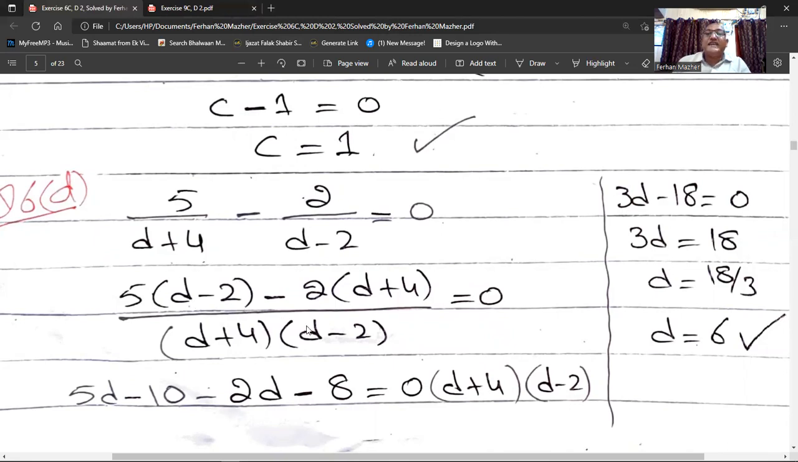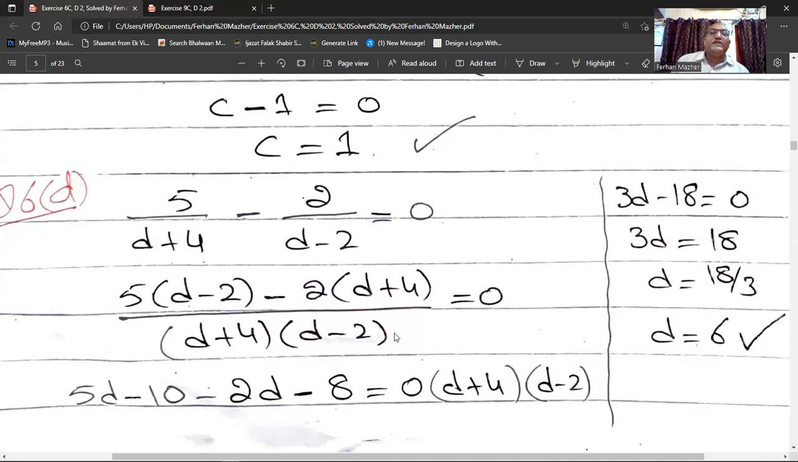When you divide this LCM with this denominator, d minus 2 will be cancelled. You will be left with d plus 4, so that will multiply with this 2. So minus 2 bracket d plus 4 bracket close equals 0. You will have 5d minus 10 minus 2d minus 8 equals, this LCM will go on the other side and multiply with the 0. And you know, when anything multiplies with 0, the answer is 0.